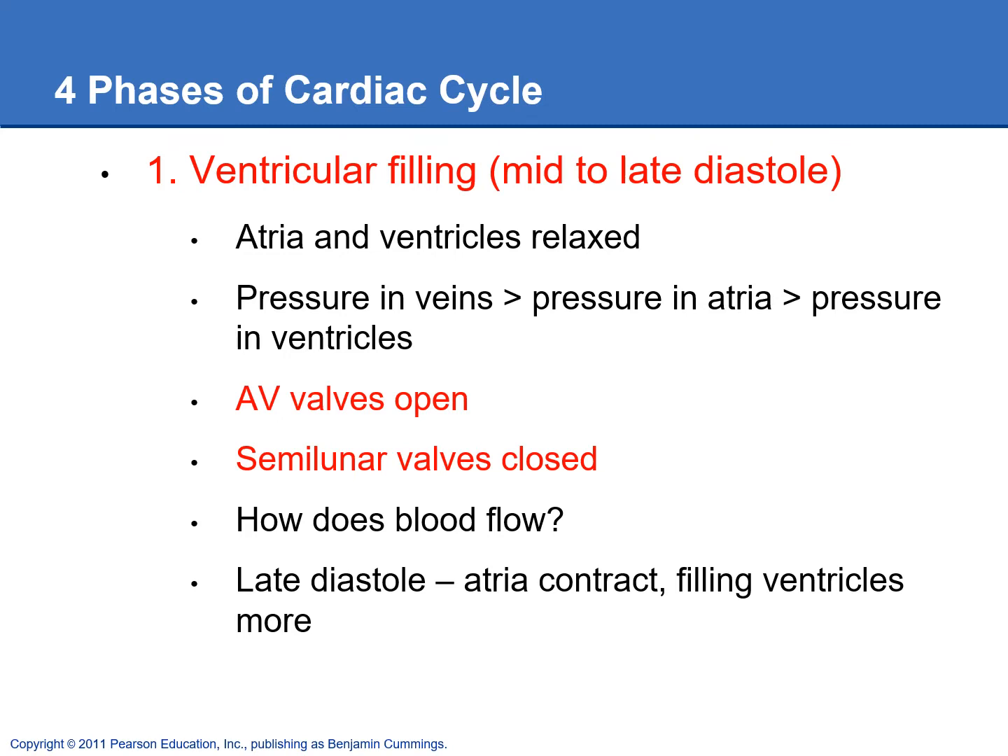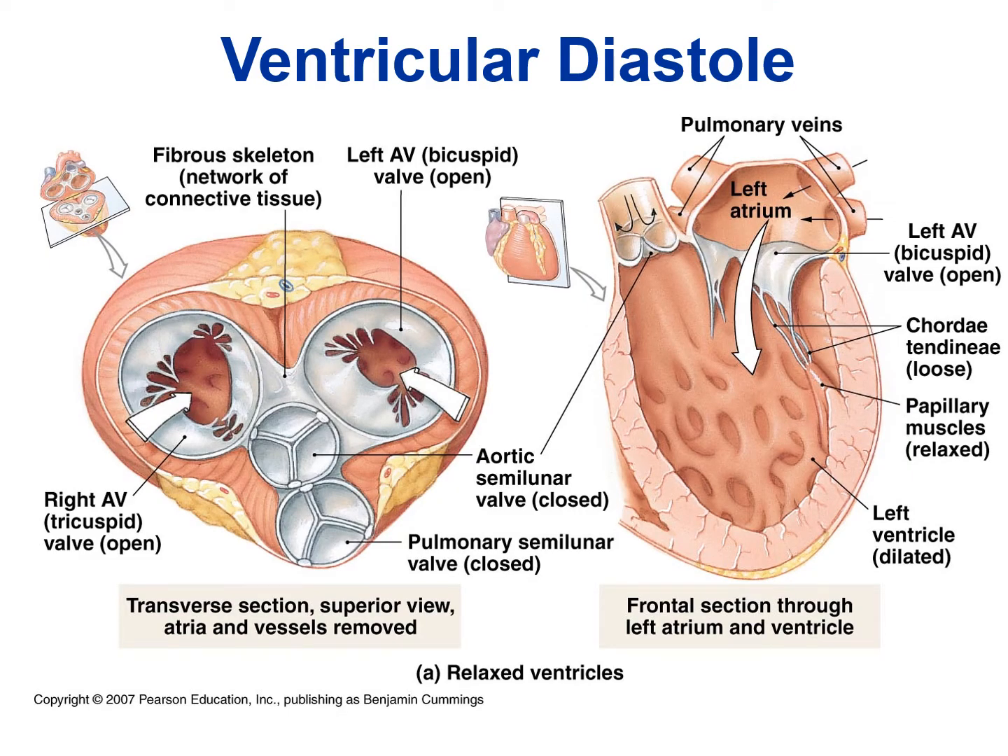Both of the semilunar valves are closed, and that's because the pressure is higher in the aorta and the pulmonary artery than it is in the ventricles. And this is just a nice picture looking at the top of the heart here, and looking down you can see that during the ventricular filling phase both the AV valves are open, so blood will flow from the atria into the ventricles, and then both of these semilunar valves are closed.